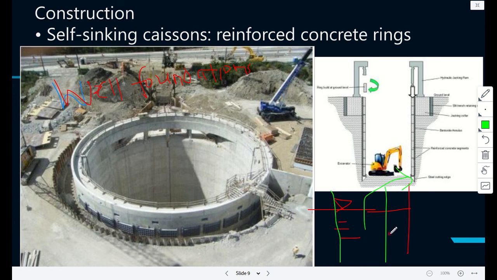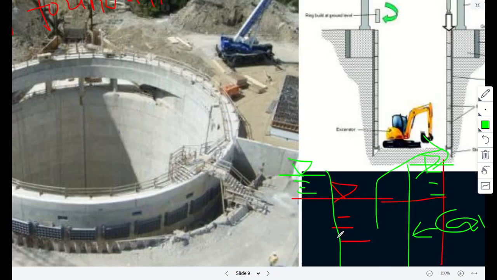And once this caisson is secured, once you pump away the water, it keeps away the water, and you are doing your work inside the caisson. So the well foundation keeps away water and then protects the workers inside.